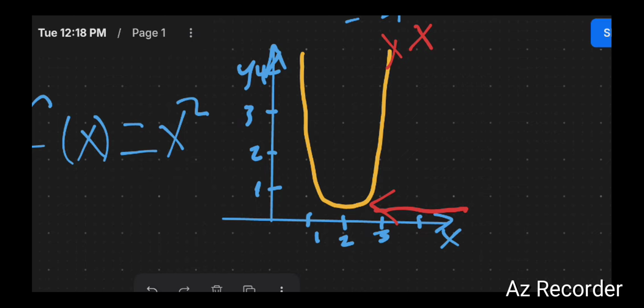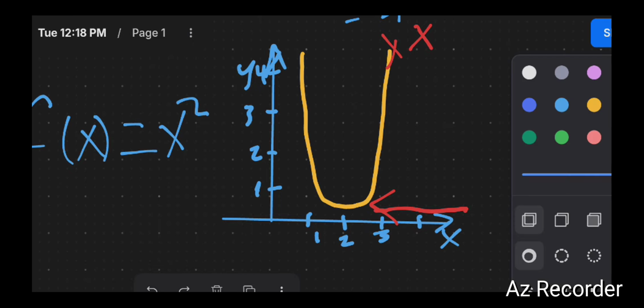So we notice that as x approaches 2 from the left direction, f of x reduces to what? To 4. Now what if x is finally 2? At x equals 2, f of x is exactly 4. So this is how the curve behaves as we approach 2 from the left direction.